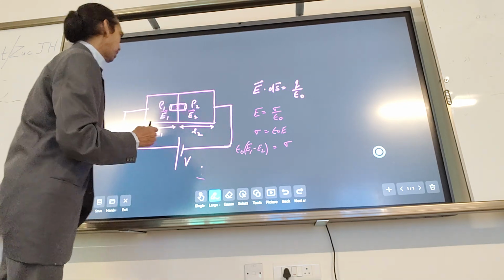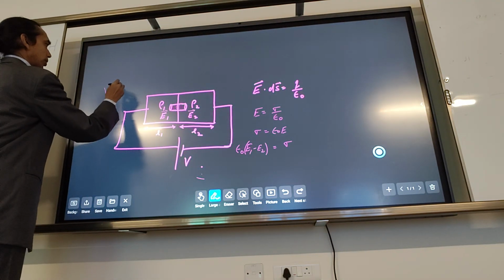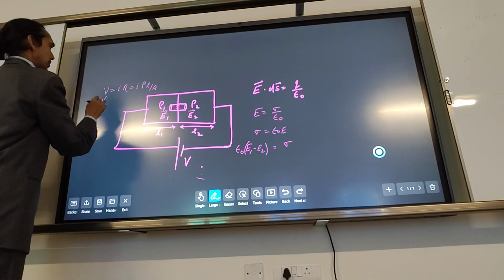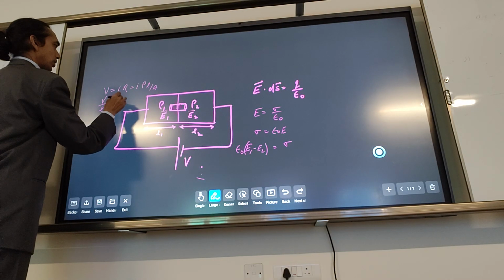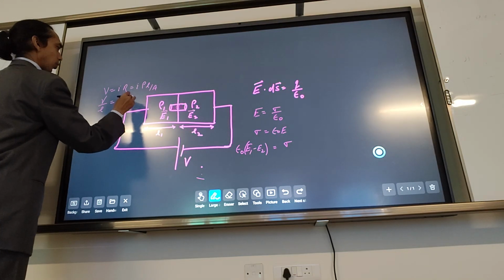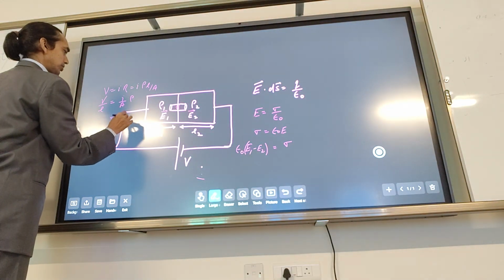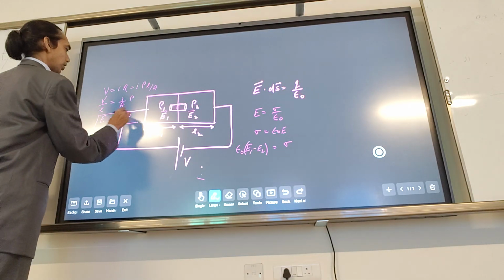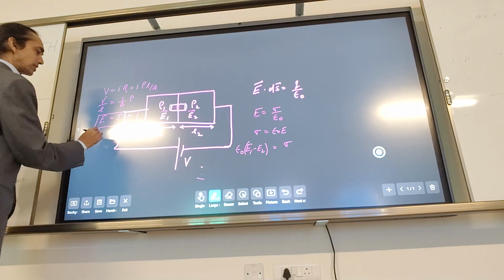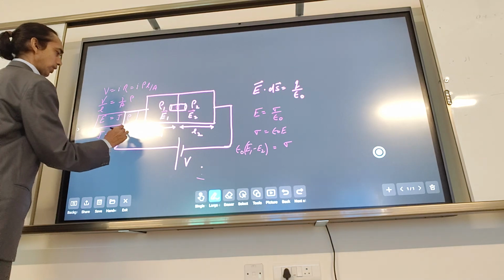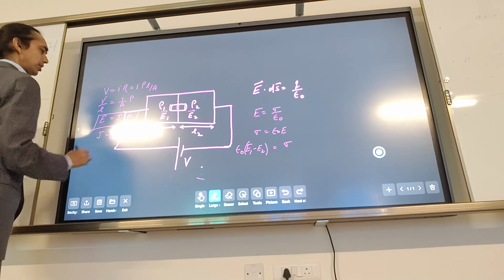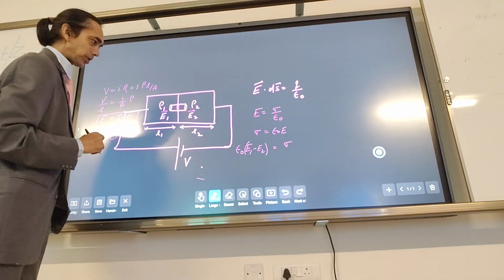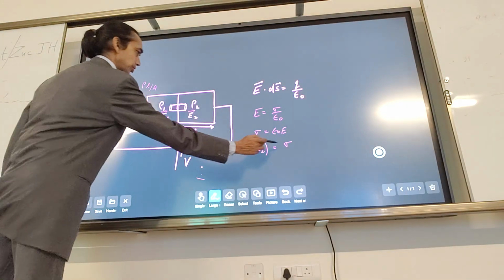Now for E1, E2, we are aware that V is equal to IR, known to us, and this can be written as rho L by A. So V by L is equal to I by A times rho. Discounting the vector term, J equals rho E is the point form. We can write it as J equals sigma E, where sigma is 1 by rho. So rho is resistivity, sigma will be the reciprocal, which makes it conductivity. Be careful of the two sigmas.